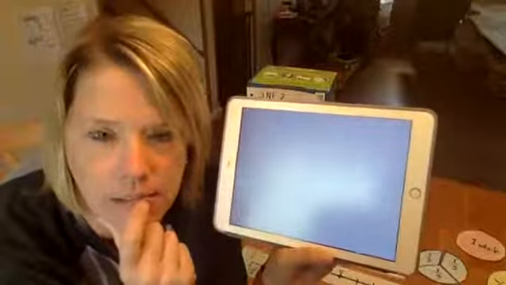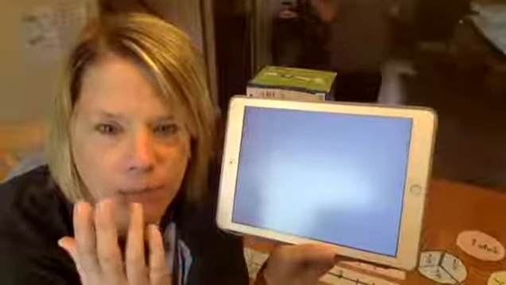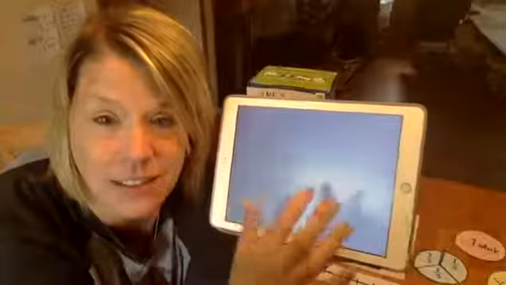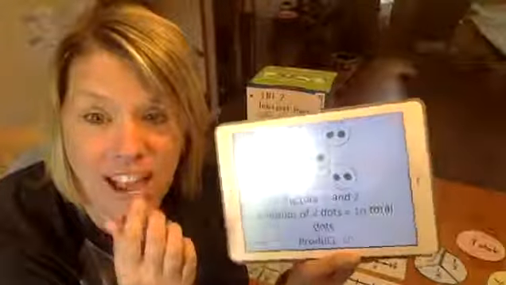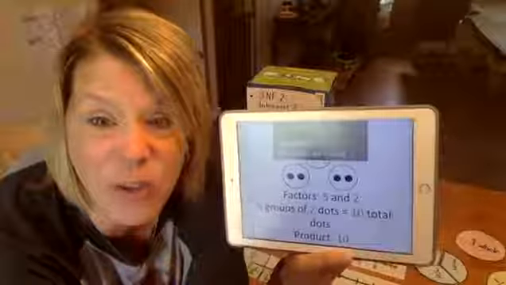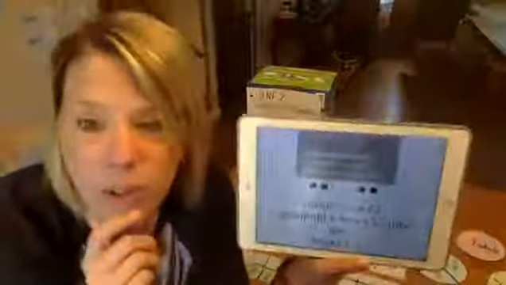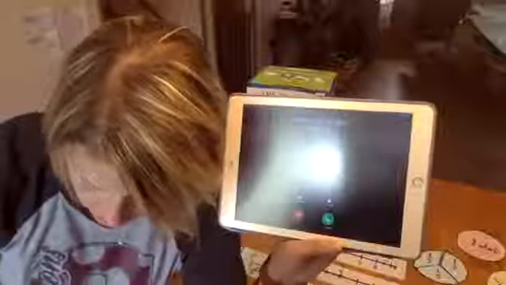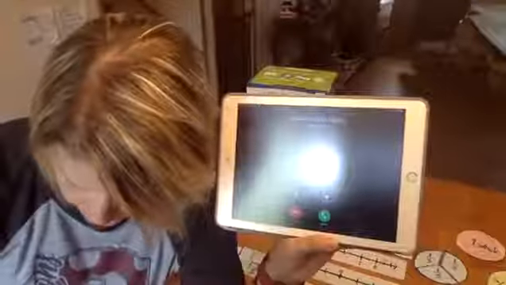What'd you see? You saw 2 5 times. The factors are 5 and 2. There's 5 groups of 2 dots. And that gives a total of, what's our product? 10.